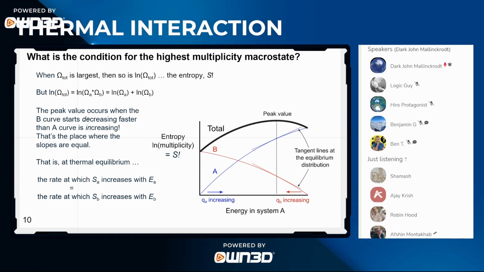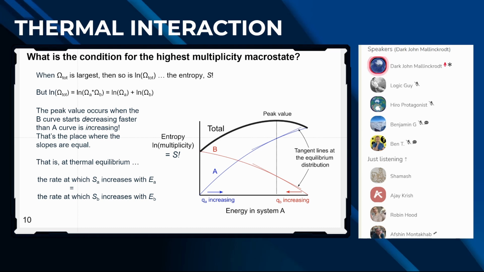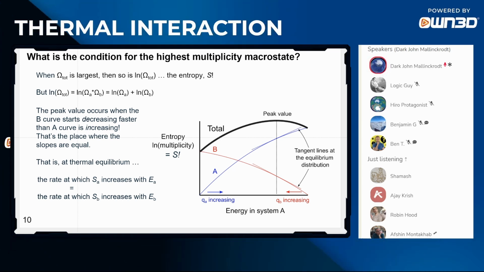So that black line is equal to the red line at the left, and it's equal to the blue line at the right, because the other two are 0. But in between, what happens? Well, at the beginning, since A is increasing fast, the total goes up. But now B starts decreasing more and more quickly. A is increasing less and less quickly.